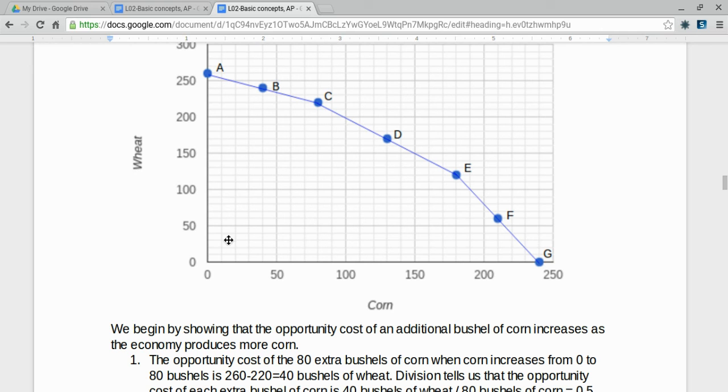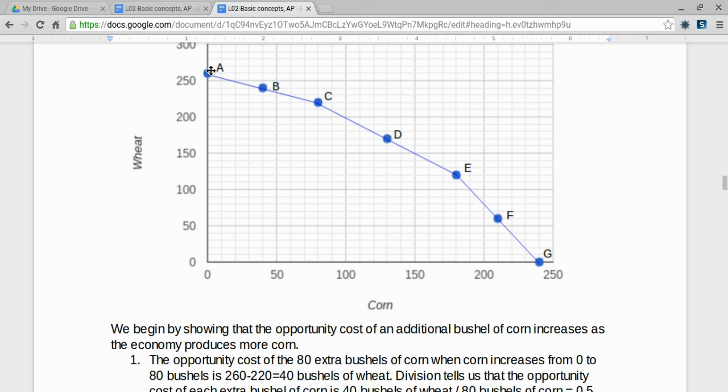we give up 80 bushels of corn to get 40 more bushels of wheat. So the opportunity cost of each extra bushel of wheat is going to be 80 bushels of corn divided by 40 bushels of wheat, which means the opportunity cost is 2 bushels of corn per bushel of wheat.